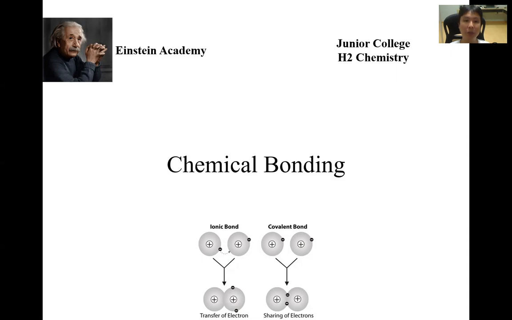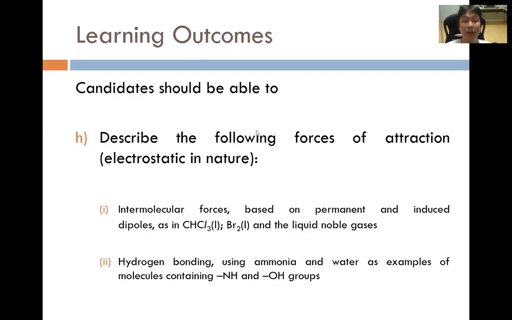In the last video, we looked at learning outcomes H and I from the topic of chemical bonding from the GCE H2 chemistry syllabus. In this lecture, we are going to look at some past year A-level questions that specifically test on these two learning outcomes from chemical bonding. So these are the two learning outcomes.